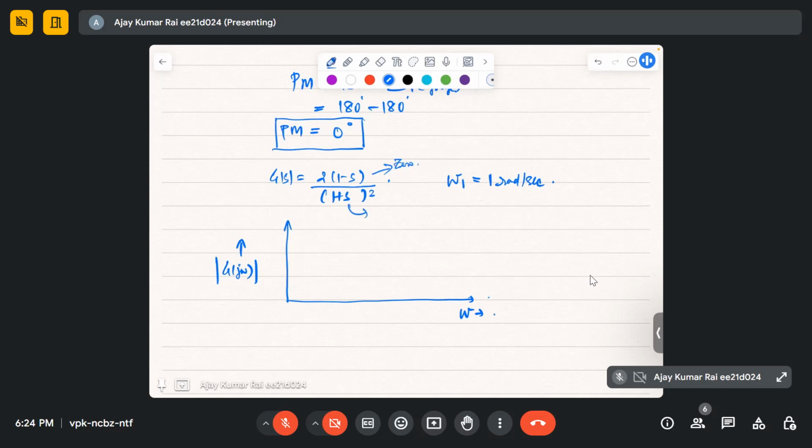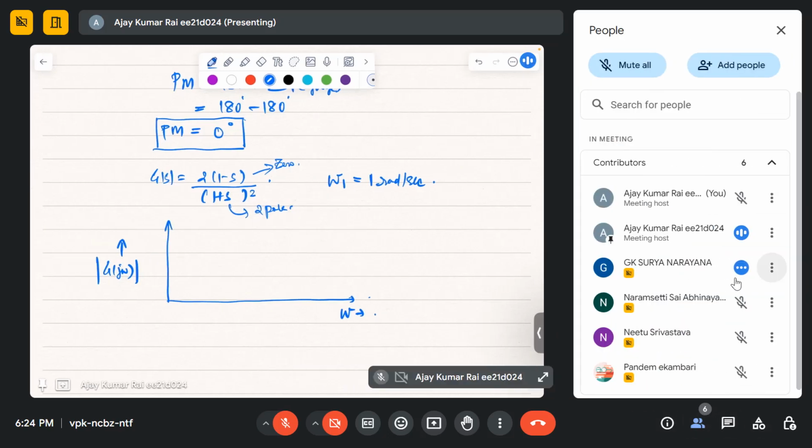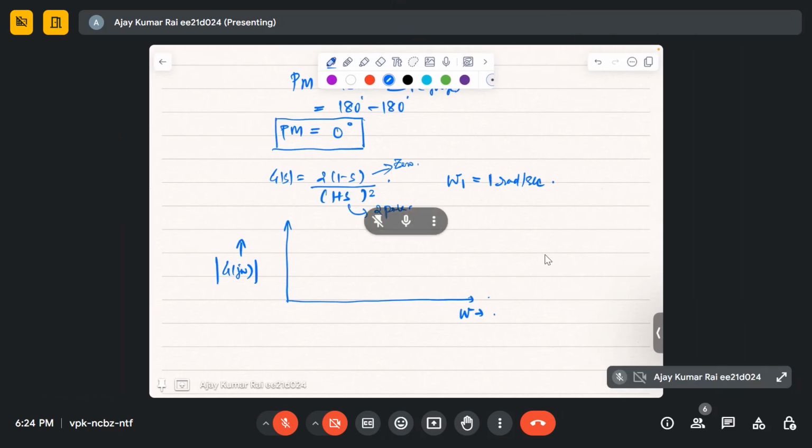Sir, your screen Yes, is not visible, sir. screen is not visible. Okay, so others, can you confirm like screen is visible or not? So it's visible. Okay, you can, I think, log out and log in. Some problem on your side.